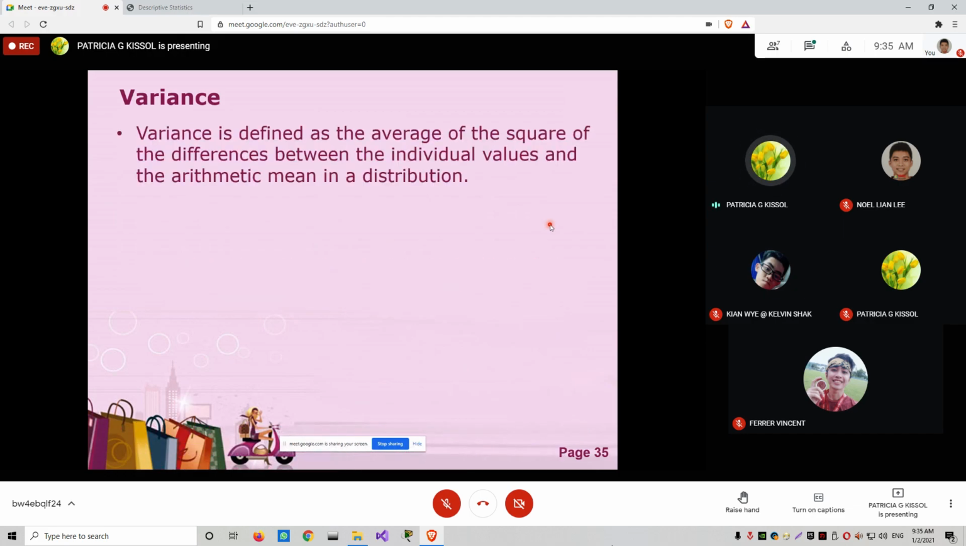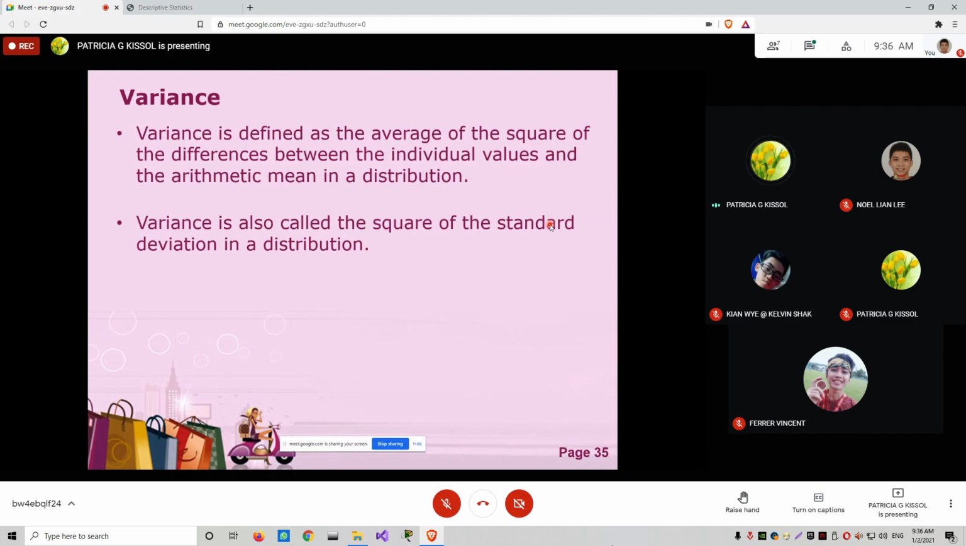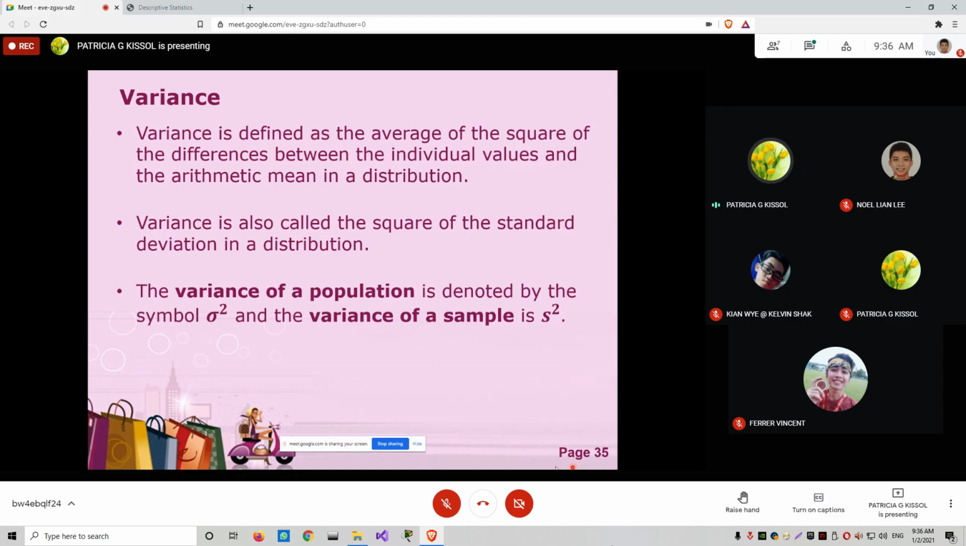So what is variance? This is also a measure of dispersion, but basically it is defined as the average of the square of the difference between the individual values and the arithmetic mean in the distribution. This definition is basically explaining the formula, but what people normally say is that variance is the square of the standard deviation in the distribution. I will explain this standard deviation later on. So in a way, variance is simply you square the value of the standard deviation.